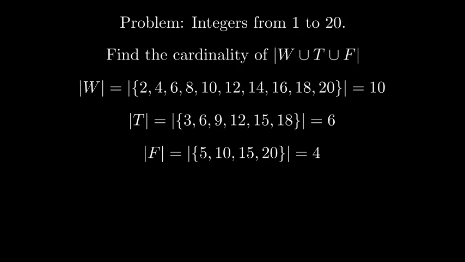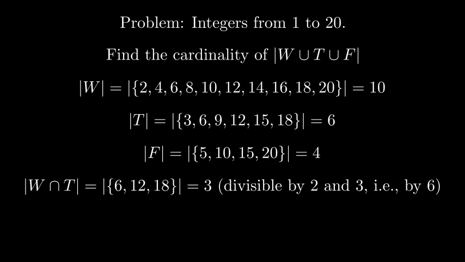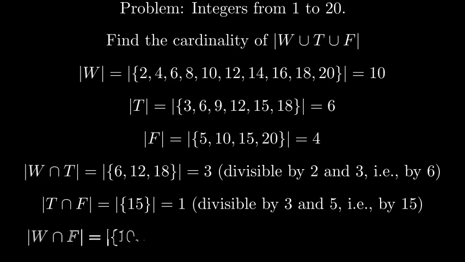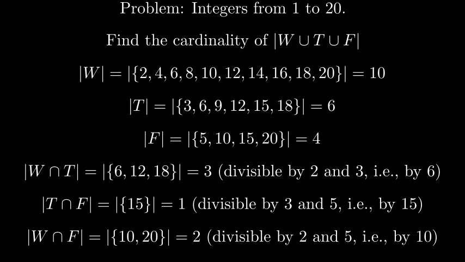Next, we need the sizes of the pairwise intersections. These are the numbers that are divisible by 2 different numbers. The intersection of W and T contains numbers divisible by both 2 and 3, which means they are divisible by 6. These are 6, 12, and 18. The size is 3. The intersection of T and F contains numbers divisible by both 3 and 5, meaning they are divisible by 15. The only one in our range is 15. The size is 1. The intersection of W and F contains numbers divisible by both 2 and 5, so they are divisible by 10. These are 10 and 20.